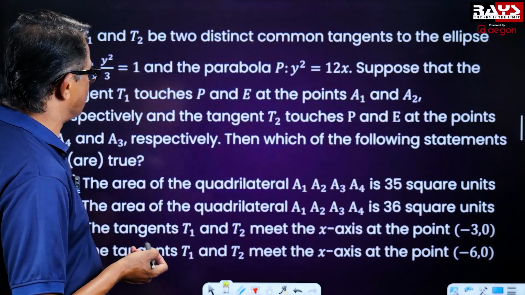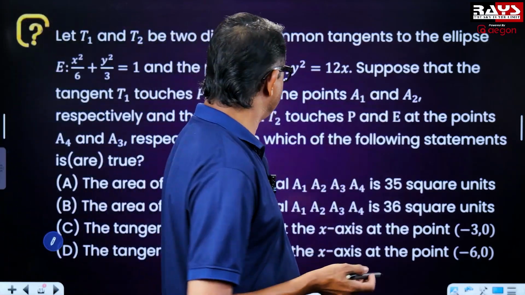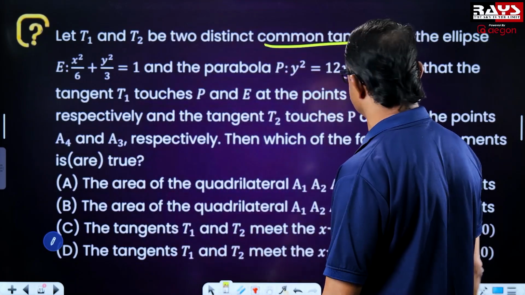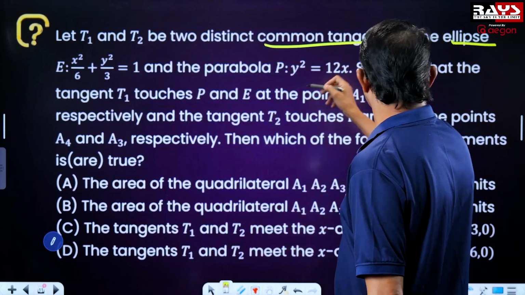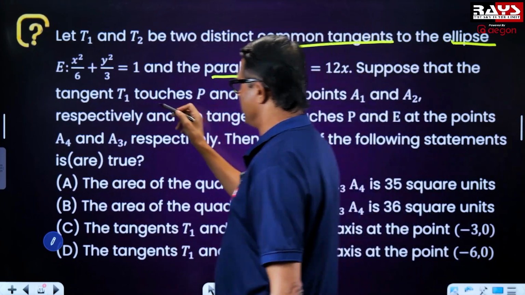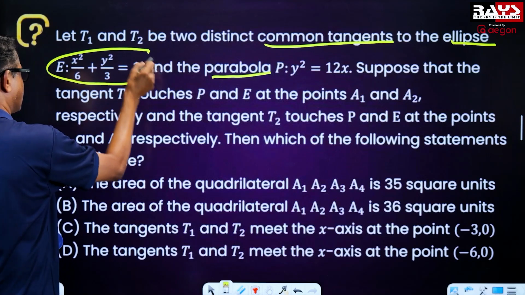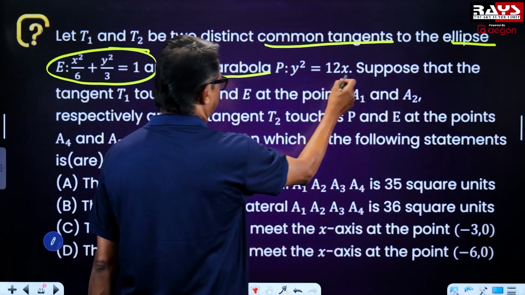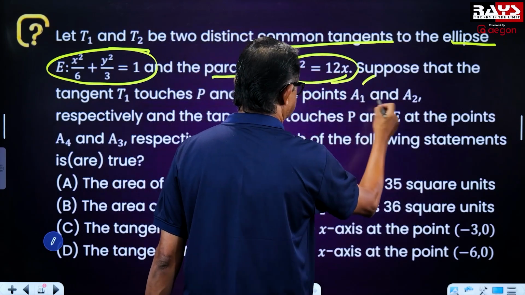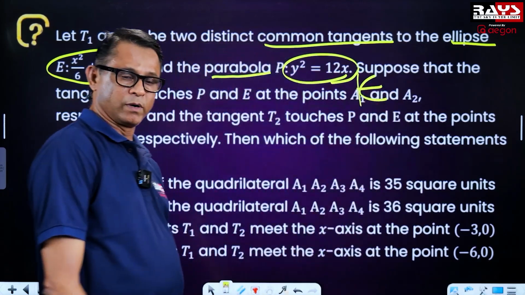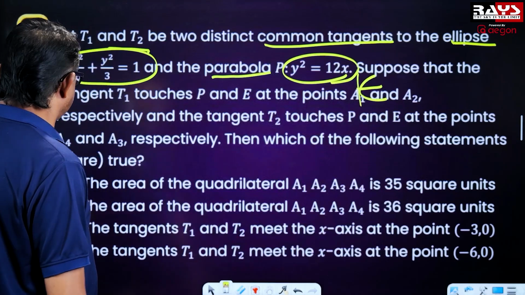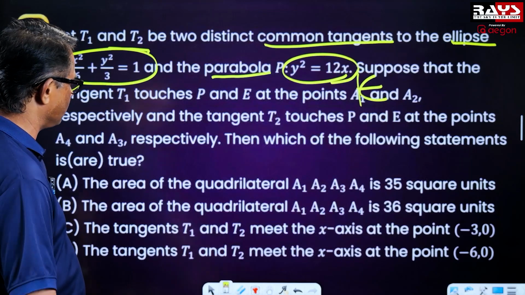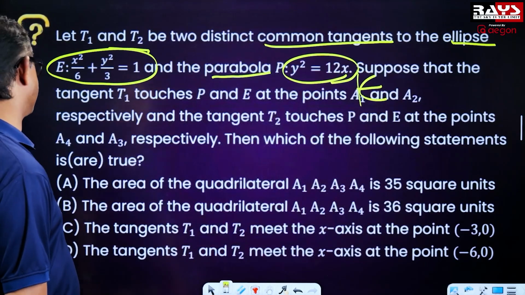Let T1 and T2 be two distinct common tangents. Two common tangents. T1 and T2 are two common tangents to the ellipse and the parabola. So what is the ellipse? It's a major ellipse, x square by 6 plus y square by 3 is equal to 1, and the parabola is y square equal to 4x. It is a right open parabola. Suppose that the tangent T1 touches the parabola P and ellipse E at the points A1 and A2.